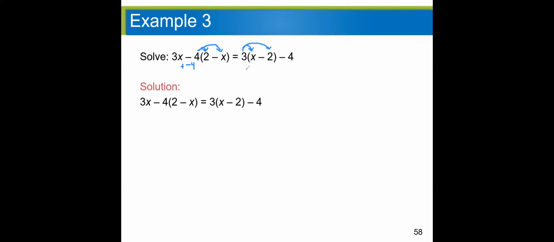So let's start by distributing. 3x is not part of the distribution, so I'll leave that alone. And then I need to distribute -4 times 2, -8. -4 times -x would be positive 4x. What I did here is I wrote it as I answered it into a new sentence.